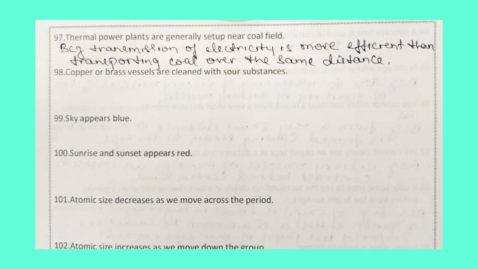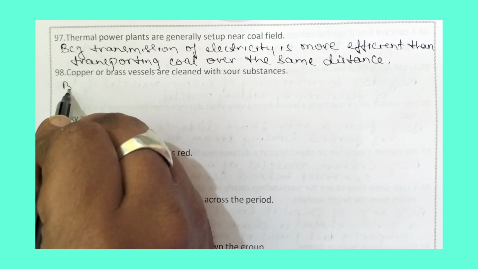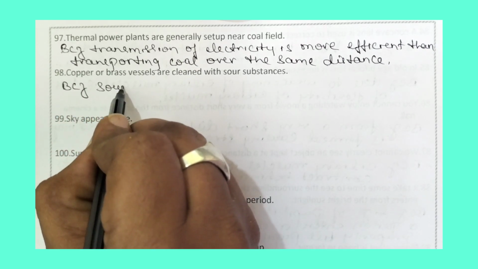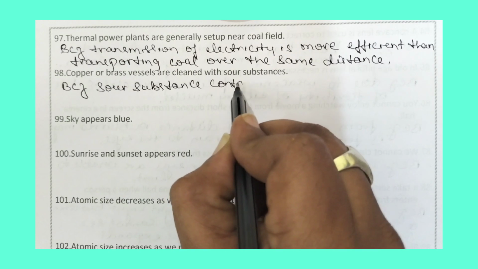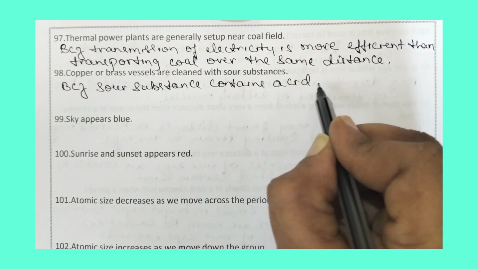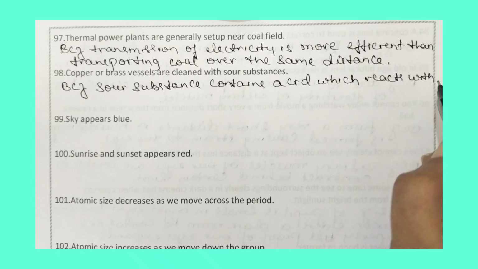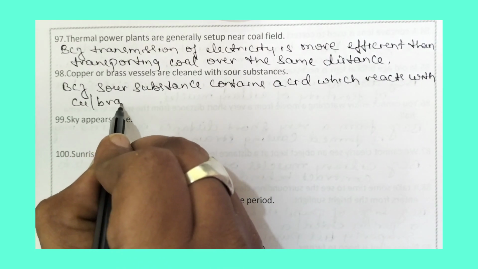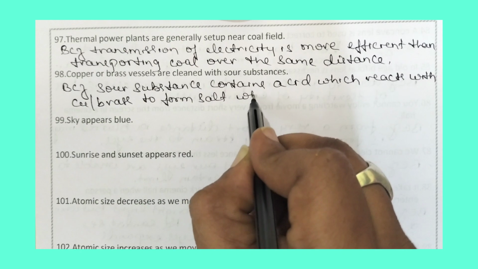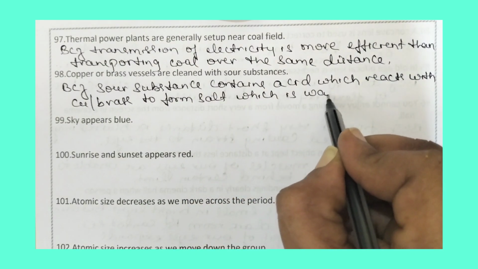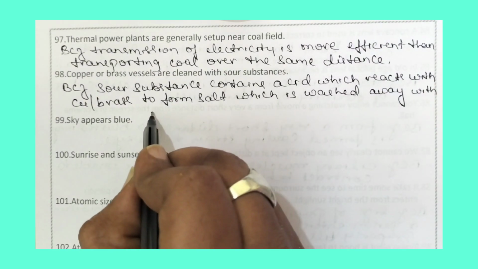Next, question number 98. Copper or brass vessels are cleaned with sour substances because sour substances contain acid which reacts with copper or brass to form salt, which is washed away with water.